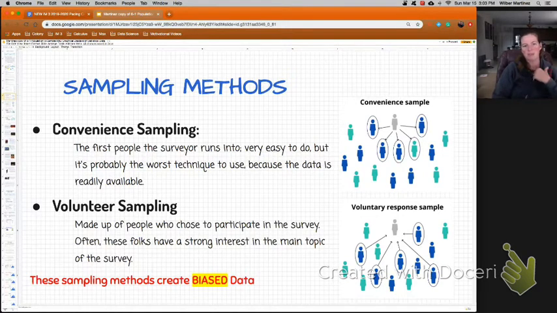Volunteer sampling, the second one. Again, it creates biased data, and I don't know if any of you guys have ever experienced this before, but sometimes I'll get emails from different companies that are like, hey, participate in our survey. Thank you so much for coming into our store.